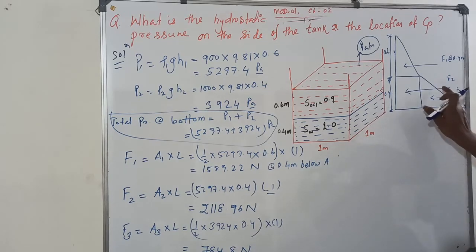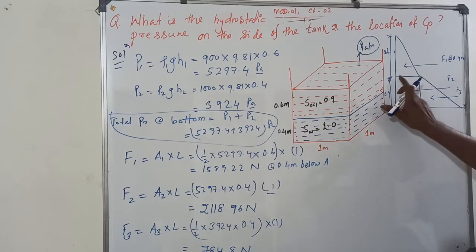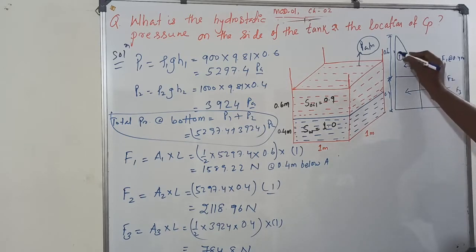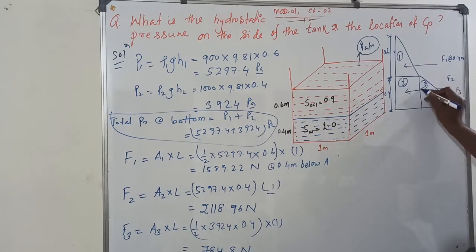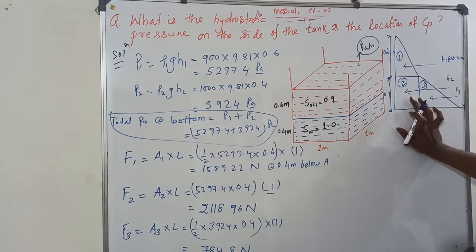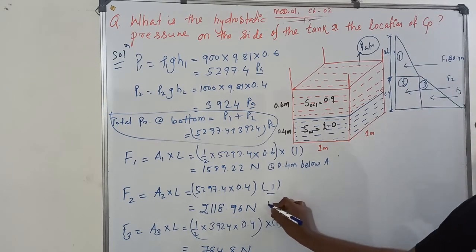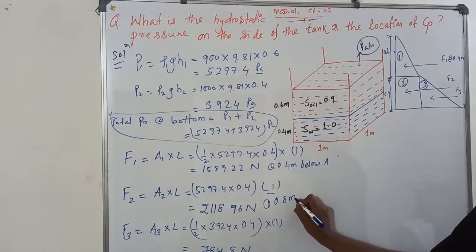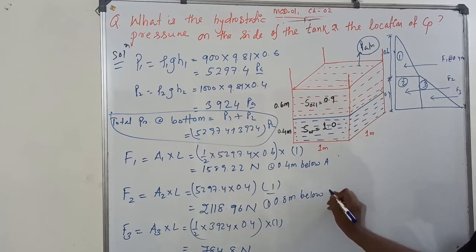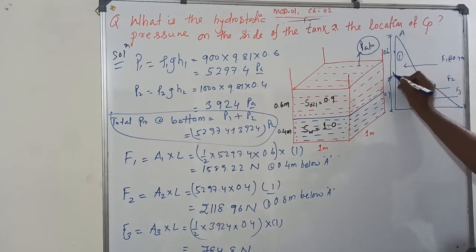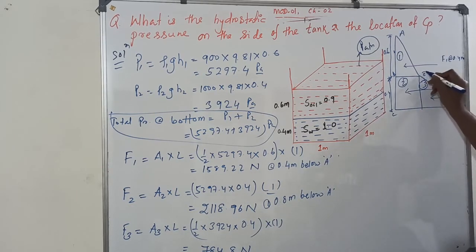Okay. So now F2, the hydrostatic force, is acting on the second block. This is the first block, this is the second block, this is the third one. So 0.4 by 2, isn't it? What is the CG of this? 0.4 by 2, that is 0.2. But from the free surface, 0.6 plus 0.2. So at 0.8 meter below A. This is your A, na? We have written like this: A, B, C, D.